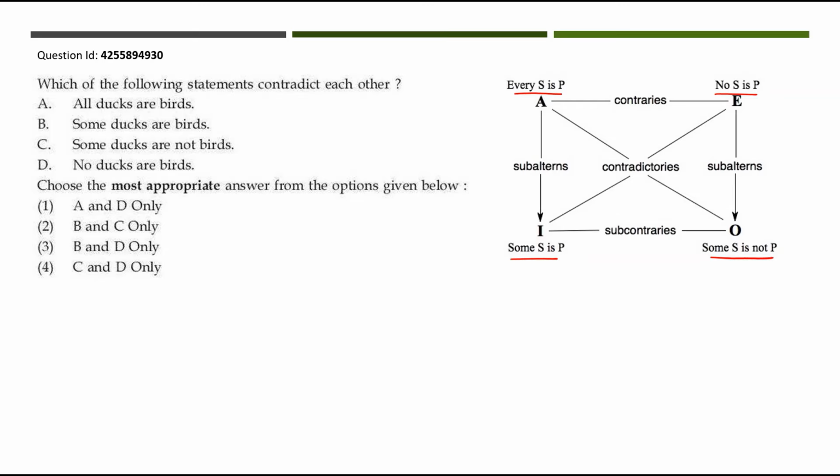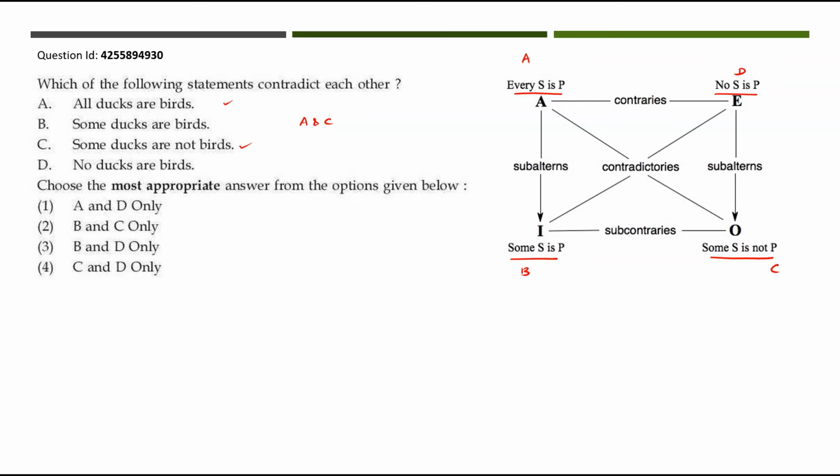Here all ducks are birds, some ducks are not birds. This is equivalent to every S is P and this is equivalent to some S is not P. A and C are contradictories here. So we can mark A here and C here. What about the other way? Some ducks are birds. This is B. No ducks are birds will be D. So B and D are contradictories.